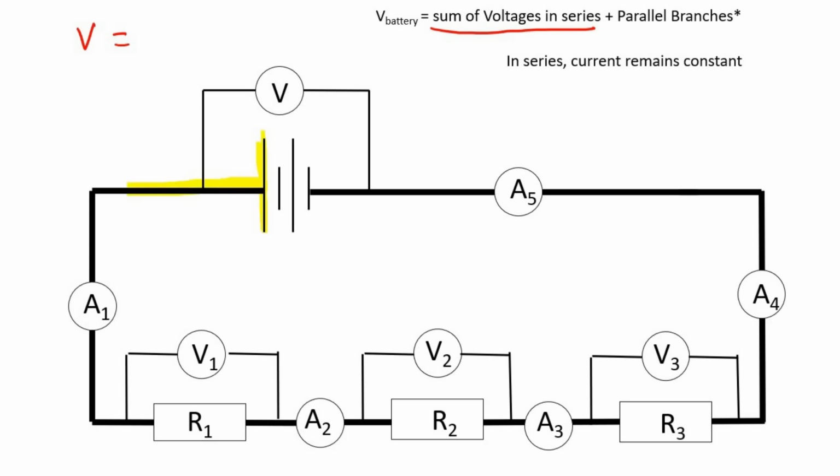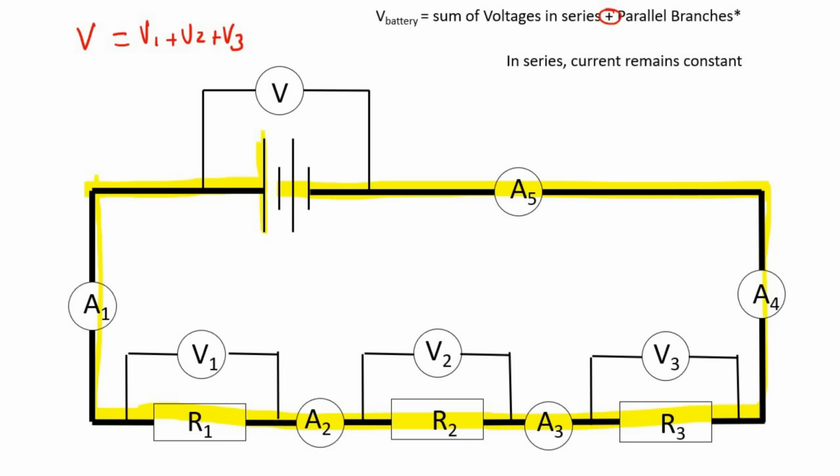It starts here, and then it goes through R1, it goes through R2, it goes through R3, and then back to the beginning. So you see that we never changed the path. We didn't go off on a different pathway. The current never had to split, and so this is a series circuit. So we can say that it's the sum of all of the voltages in series. So that's going to be V1 plus V2 plus V3, and then it says plus all the parallel branches, but there aren't any parallel branches, and so we're just going to leave it like that.